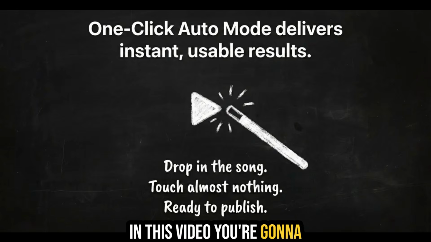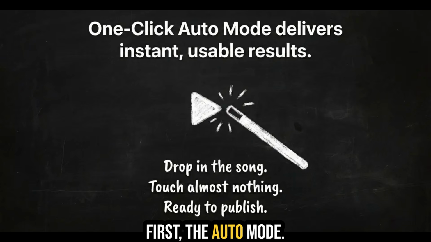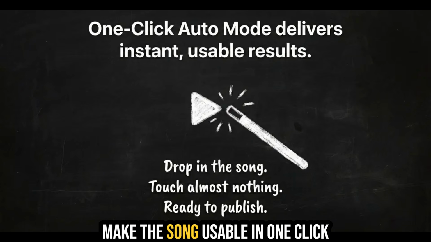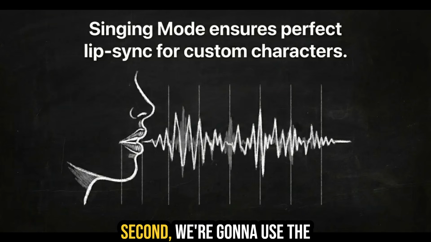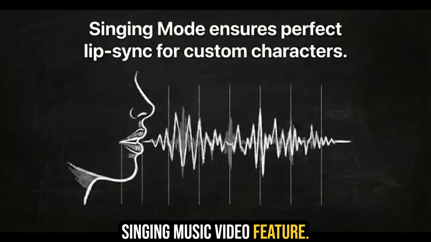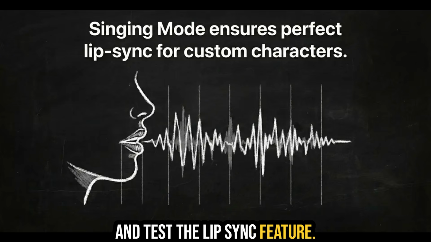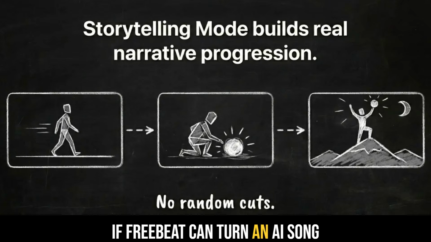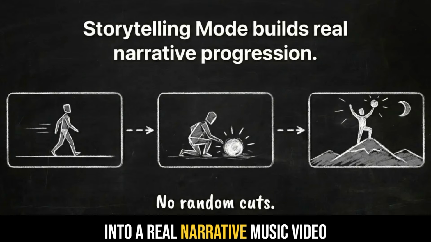In this video, you're gonna learn 3 things. First, the auto mode. I'm gonna drop in a song, touch almost nothing, and see if Freebeat can make the song usable in 1 click. Second, we're gonna use the singing music video feature. This is where we're gonna upload a custom character and test the lip sync feature. And third, the storytelling mode. This is where we're gonna see if Freebeat can turn an AI song into a real narrative music video instead of just random clips.